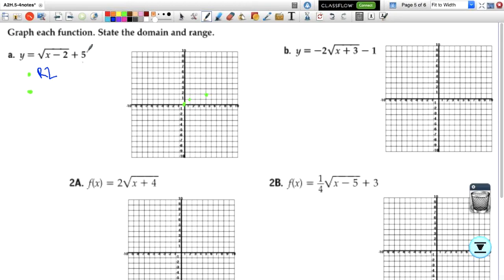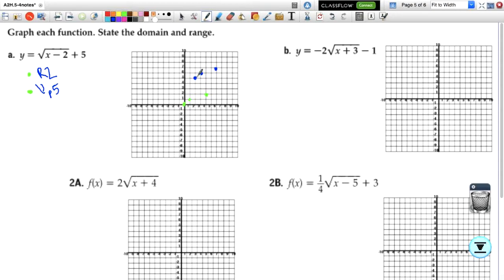And then this plus 5 on the outside is like our b value, right? It's a shift up or down, and it's going to be exactly what it looks like. It's going to go up 5. And now nothing is being multiplied here, so the steepness doesn't change. So instead of starting at 0, 0, I'm going to go to the right, 1, 2. I'm going to go up, 1, 2, 3, 4, 5. Put a dot right there. Since the steepness didn't change, I'm going to go up 1, forwards 1, up 1, forwards 3.